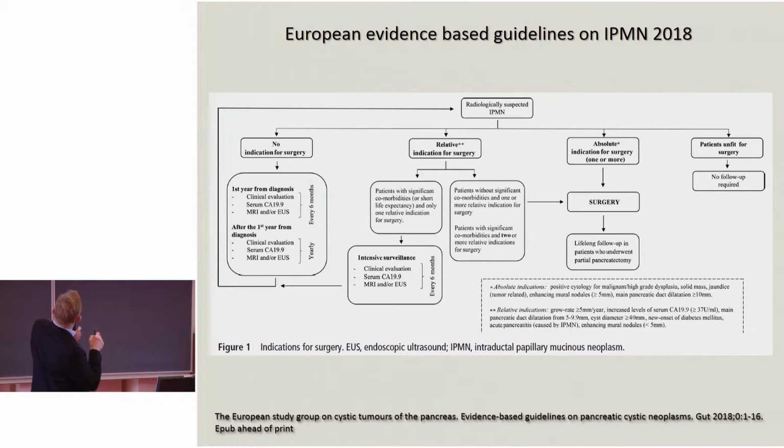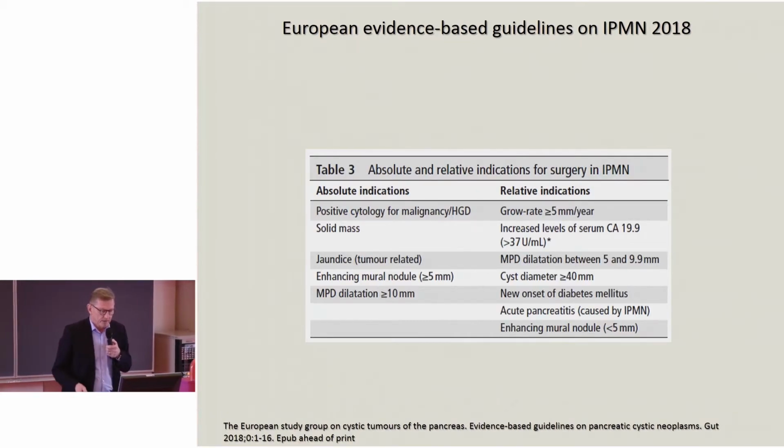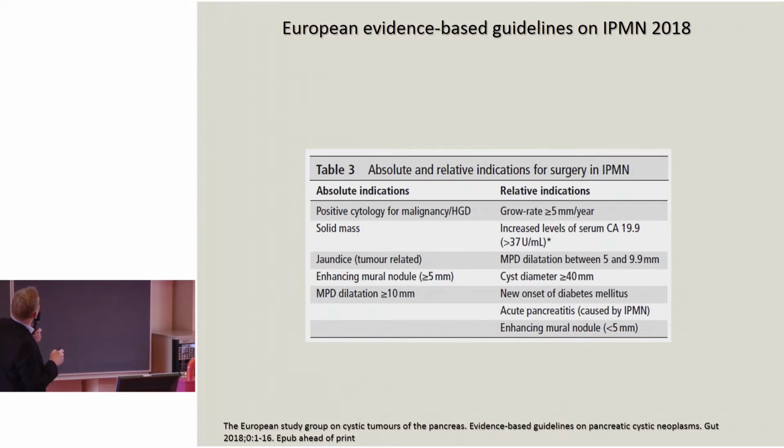But if you look at this, if there's no indication for surgery, you should do an evaluation every 6 months for the first year, either MRI or EUS, and after 1 year, if there's no progress, then yearly follow-up, EUS or MRI. Then the absolute indications and relative indications for surgery.